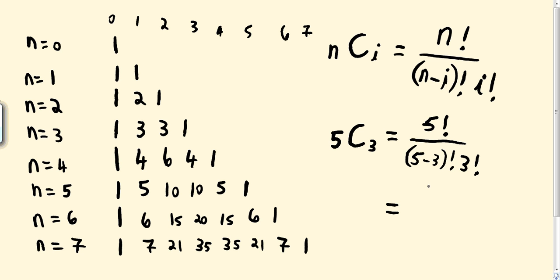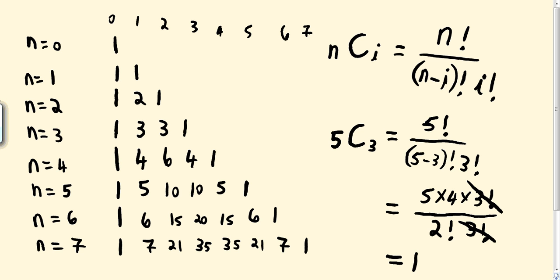Let's see, 5 factorial is 5 times 4 times 3 factorial. That 3 factorial can cancel with the 3 factorial that's already in the denominator. 5 minus 3 is actually 2. So I have a 2 factorial and a 3 factorial, which this 3 factorial and this 3 factorial cancel out, leaving me 5 times 4, which is 20, over 2 times 1, which is 2. So that gives me 10. So it turns out that 5 choose 3 is the number 10.